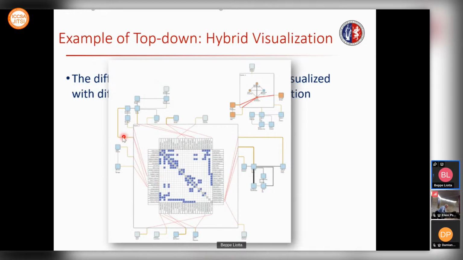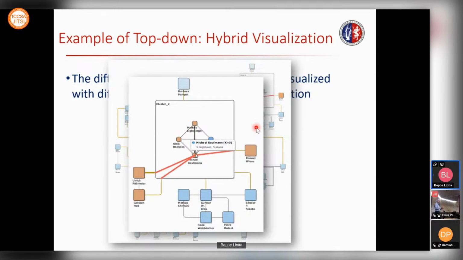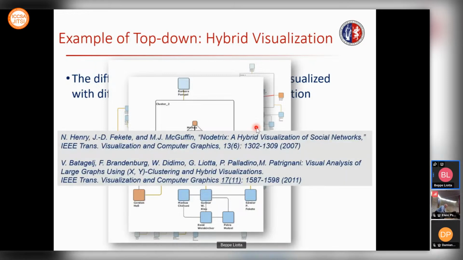metaphor. You can see that outside I'm using an orthogonal paradigm. Inside these edges are straight line segments, and then here I have an adjacency matrix. If the cluster is smaller, as it is here, then I can use again some straight line node-link representation. This was first introduced by a group of French researchers in 2007, and since then, this type of representation, which is often called NodeTrix, has been extensively studied in the last 15 years.